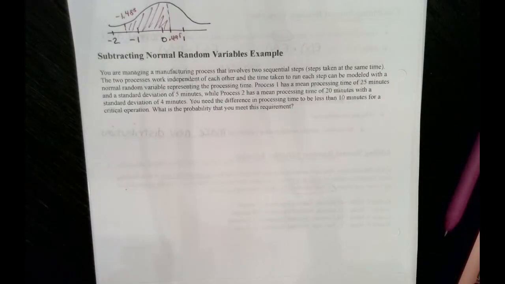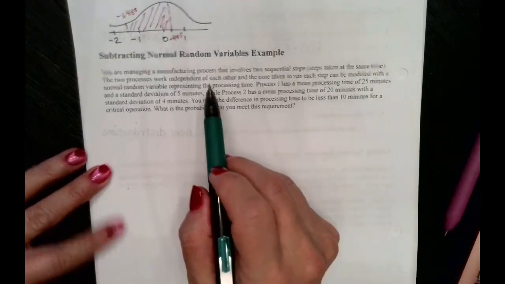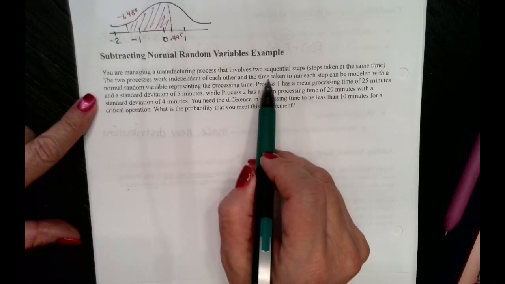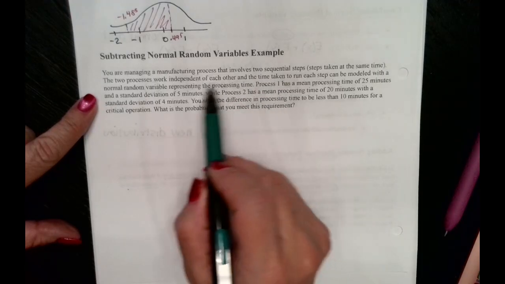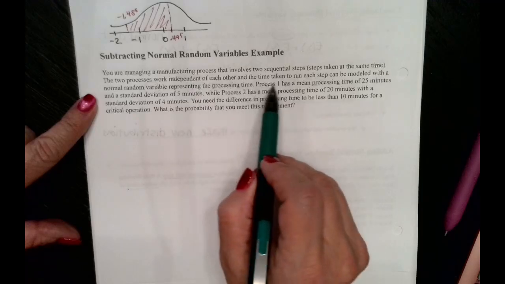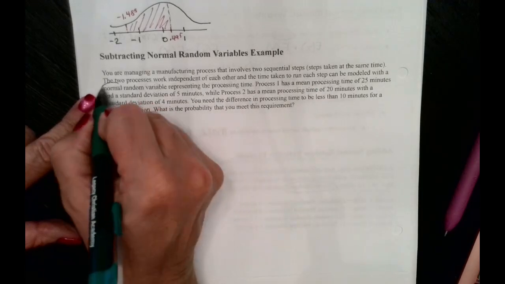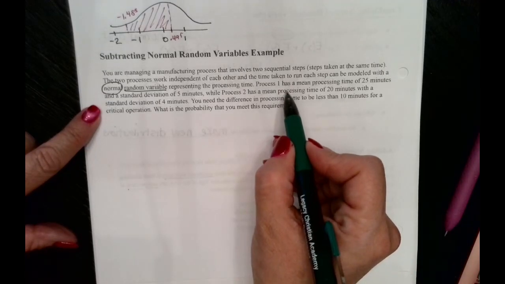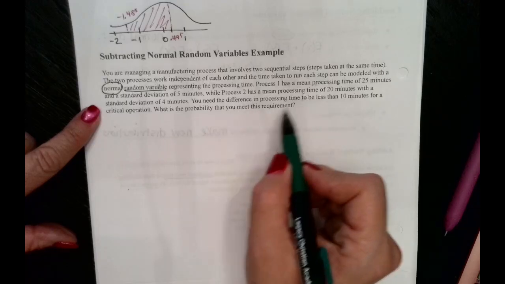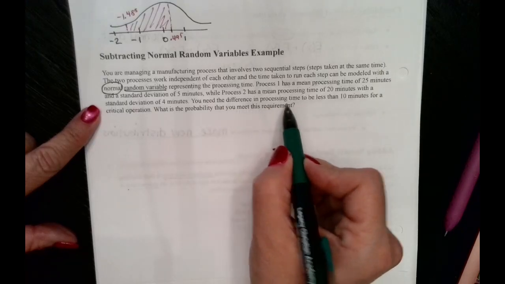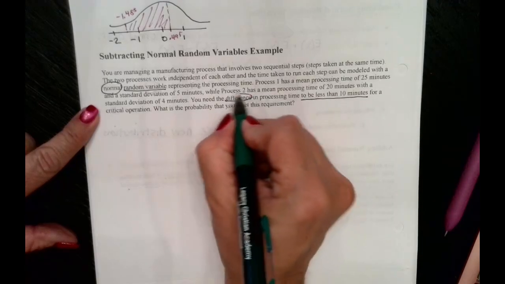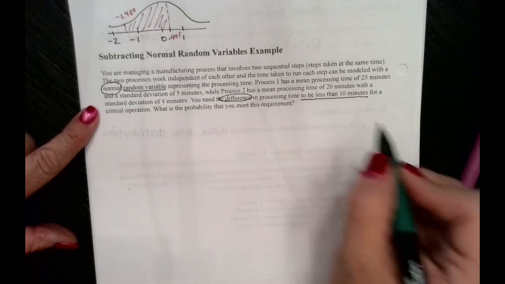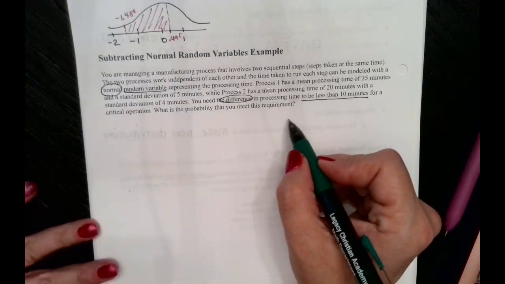Okay? All right, so this next question here, we're talking about subtracting normal variables. So let's look at this. It says you're managing a manufacturing process that involves 2 sequential steps taken at the same time. The 2 processes work independent of each other, and the time taken to run each step can be modeled with a normal random variable representing the processing time. Process 1 has these stats, process 2 has these stats. You need the difference in processing time to be less than 10 minutes for a critical operation. What's the probability that you meet this requirement?